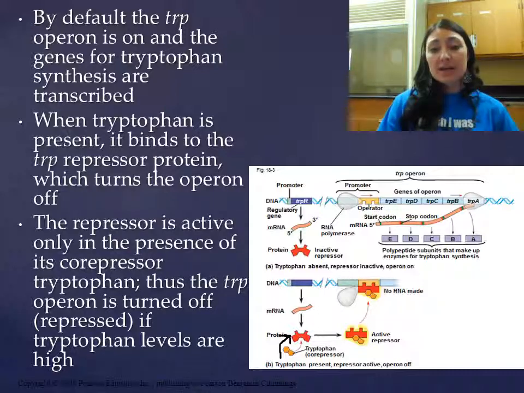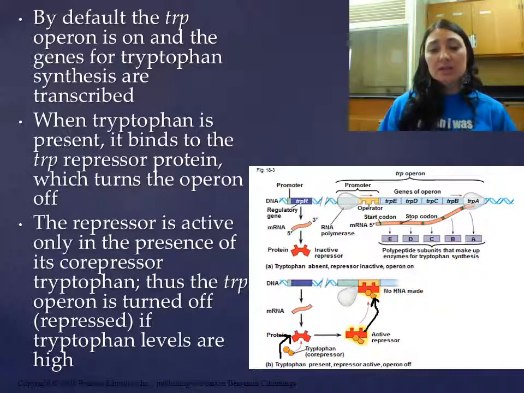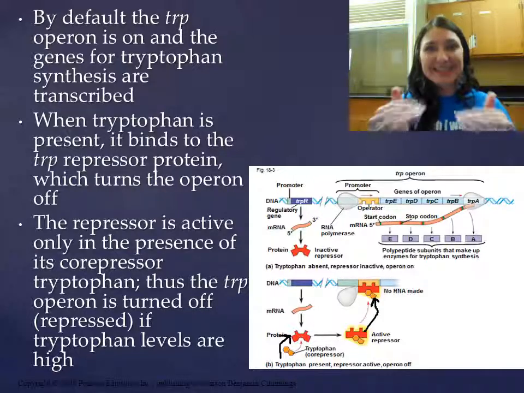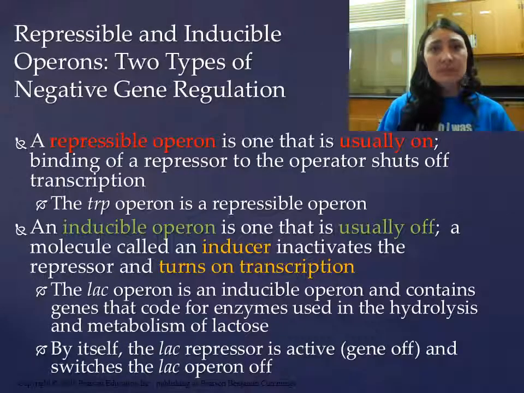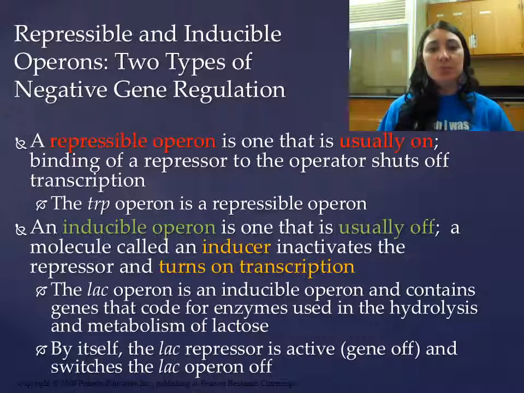Your repressor then interacts with your operator, turning it off, blocking the RNA polymerase. So what that basically does is it says, okay, we have tryptophan in abundance. There's no reason for you to synthesize more tryptophan. We already have enough. So we just talked about repressible operons. That one is typically on unless your repressor binds to the operator and shuts off transcription.